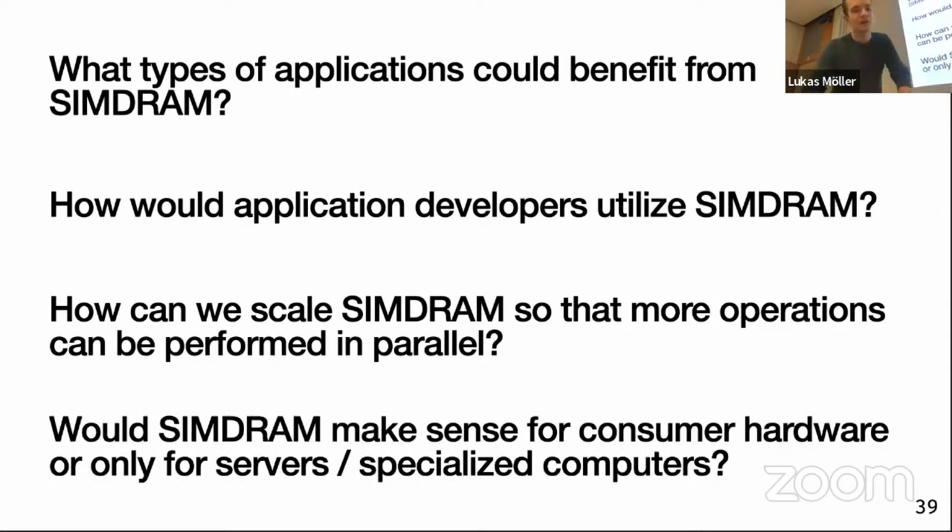And then the typical question: would SIMDRAM make sense for consumer hardware, or only for servers and specialized equipment? I really think that because the overhead is so small, and you only need some special DRAM chip and a small CPU extension, it could make sense even for consumer hardware, especially now that neural networks are much more common in consumer hardware. And I guess database queries could also make sense.